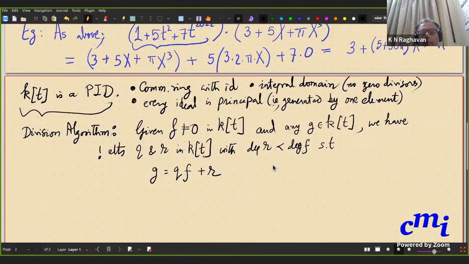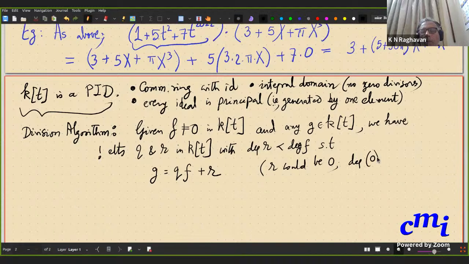And let's note here that r could be 0. In fact, degree of 0, what do you think the degree of 0 should be? Take the degree of a constant: if K is R, the field of real numbers, and I just take the constant polynomial 3, for example, what is its degree?